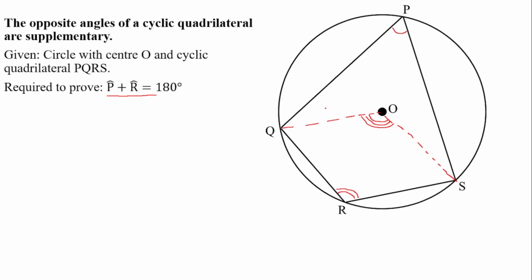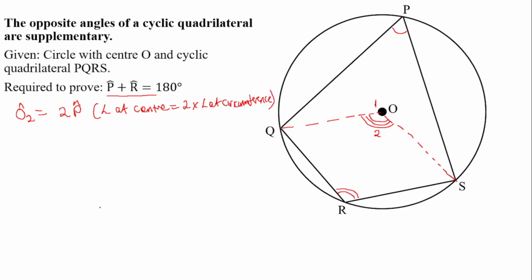So here the theorem that we're going to use is the one which says that an angle at the center is 2 times the angle at the circumference. Let's name this angle O1 and then this one O2. So what can we say? We can say that angle O2 is equal to 2 times angle P, because angle at center equals 2 times angle at circumference.